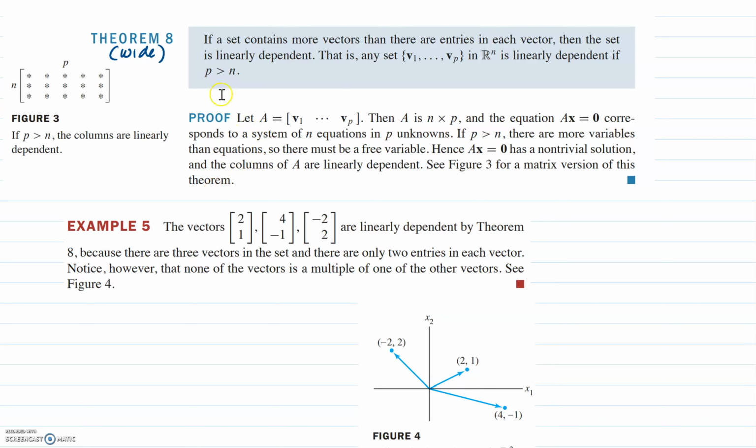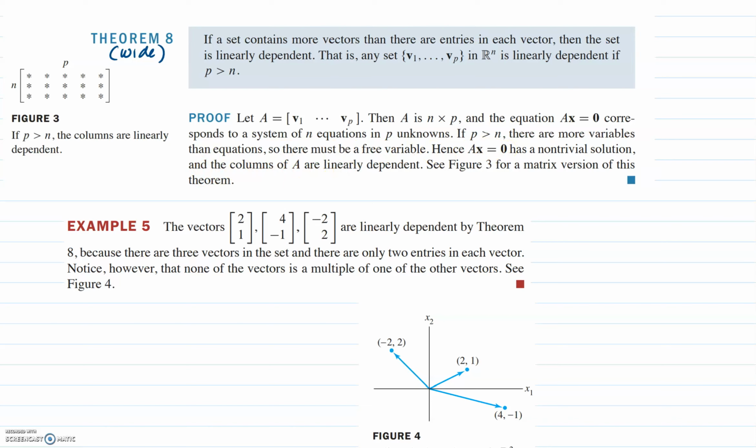We're going to let p be bigger than n, and A be the matrix with columns a1 through ap. And A is n by p. It's n rows, p columns, just by the construction of it. And the equation Ax equals 0 corresponds to a system of n equations and p unknowns. If p is bigger than n, then there are more variables than equations, so there must be a free variable. It's consistent because Ax equals 0 has the trivial solution; Ax equals 0 is always consistent. So therefore, the columns of A are linearly dependent.